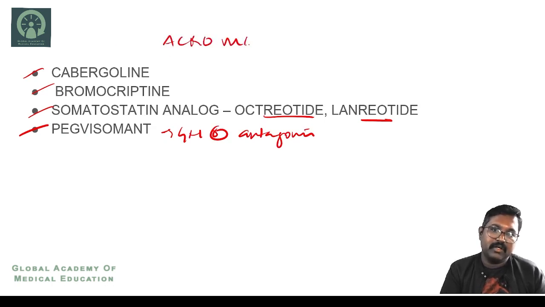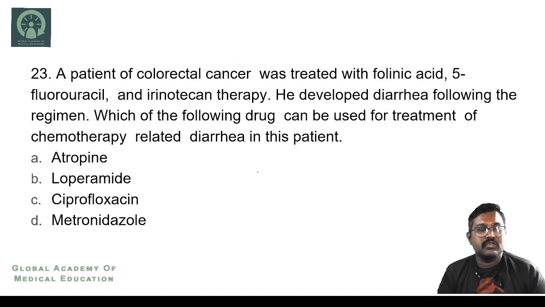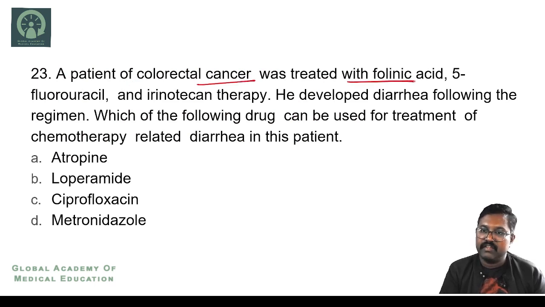acromegaly. So coming to the 23rd MCQ, that was asked. A patient of a colorectal cancer was treated with folinic acid and 5-fluorouracil irinotecan therapy. He developed the diarrhea following the regimen. So which of the following drugs can be used for treatment of chemotherapy related diarrheas?